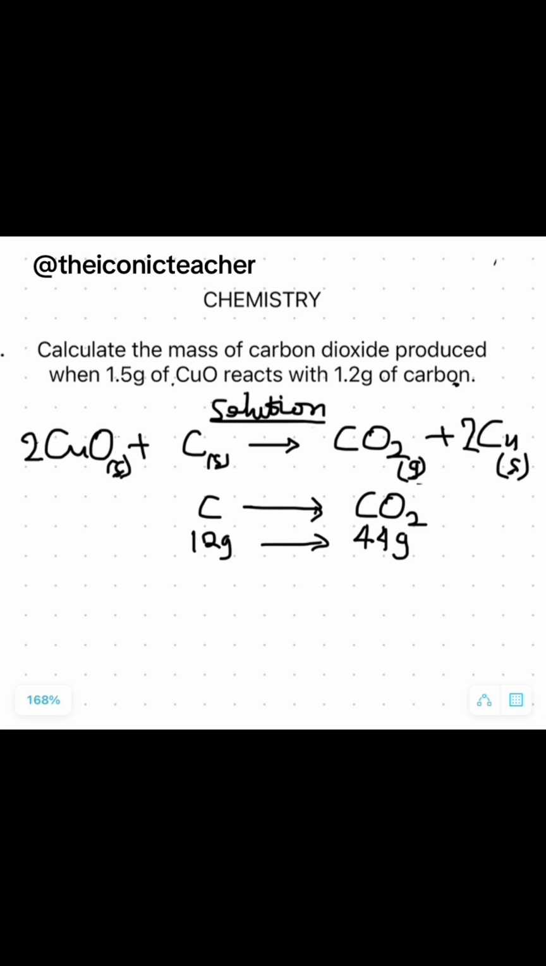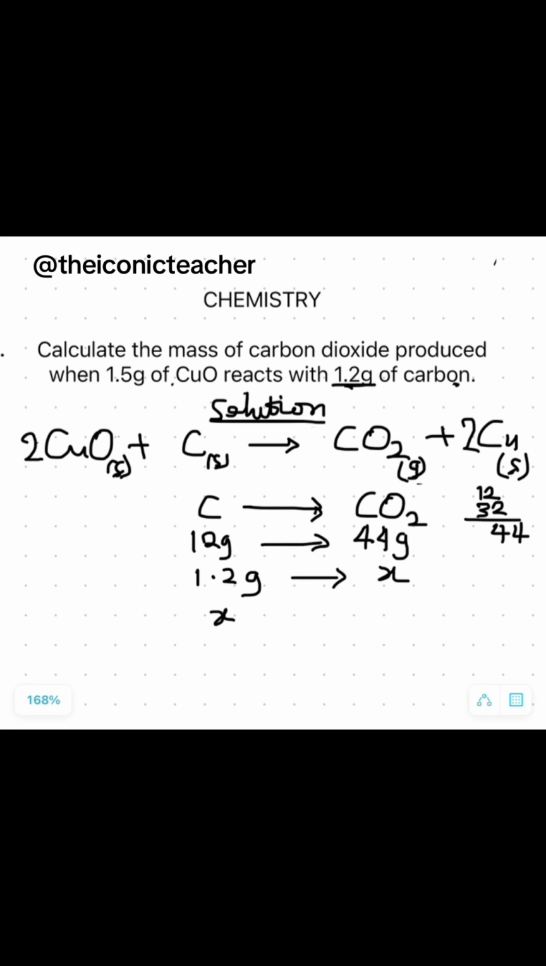The atomic mass of carbon is 12. The one for oxygen is 16 times 2, which will be 32. So we have 44. So that's how I came about 44 gram. Now in the question, we are given 1.2 gram of carbon. So 1.2 gram will give us x.